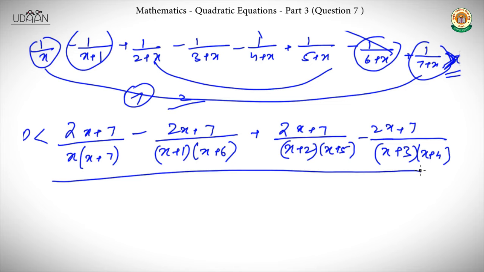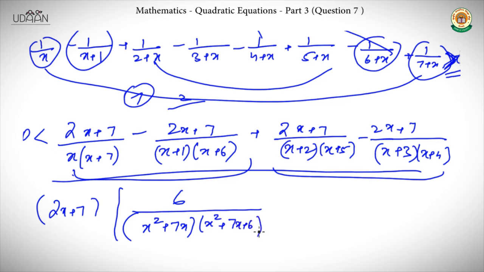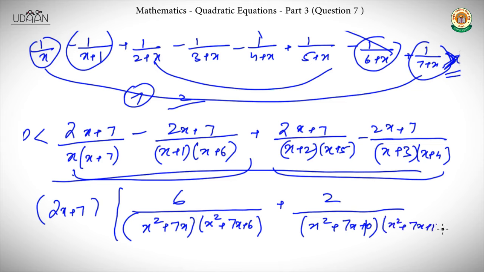We take 2x plus 7 common out of these, and we combine the first two terms together and the last two terms together. Doing it that way, we get 2x plus 7 bracket 6 divided by x square plus 7x into x square plus 7x plus 6, and plus 2 divided by x square plus 7x plus 10 into x square plus 7x plus 12. Why are we combining two terms together? Because at the end we need to reduce it to 2 or 3 terms so that we can solve it.